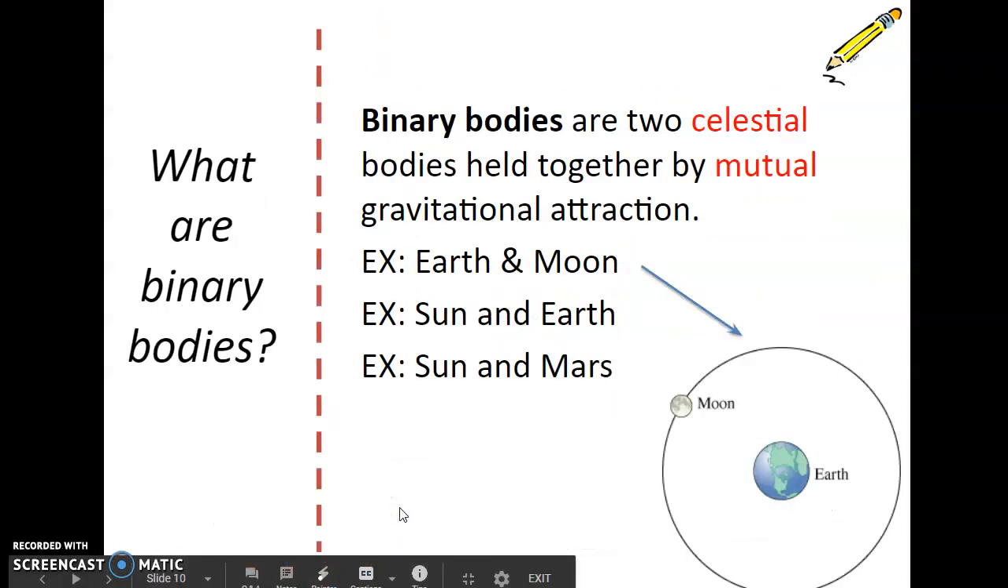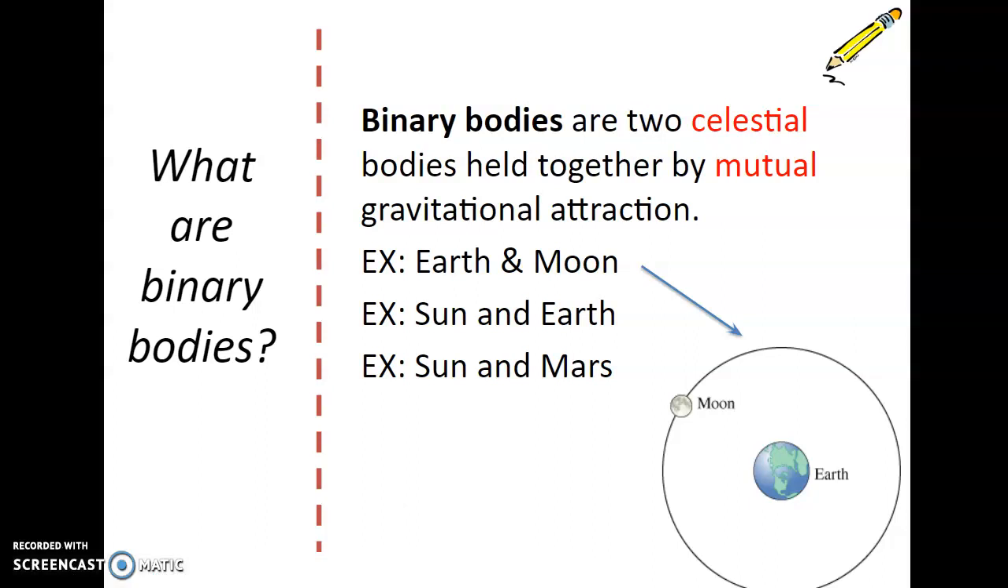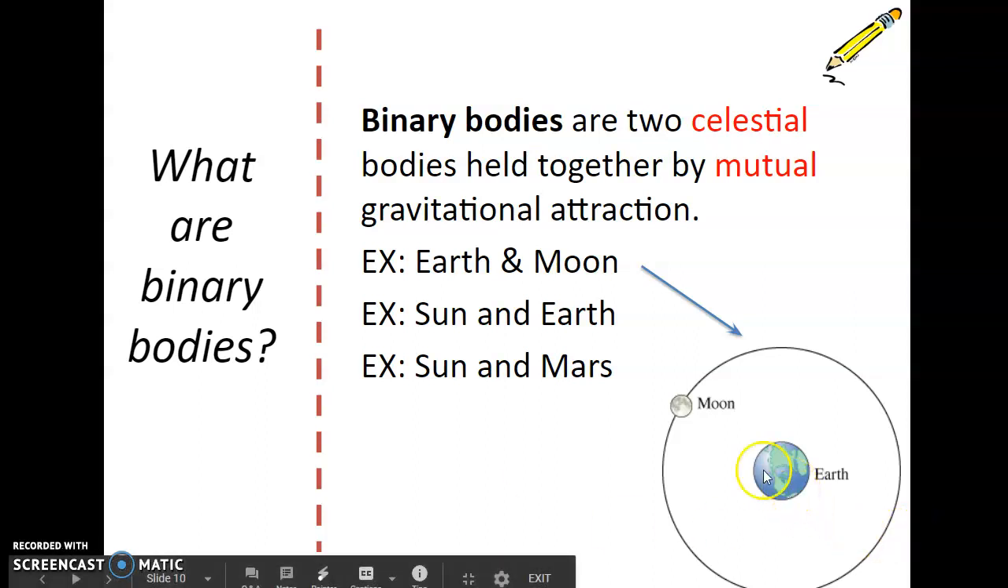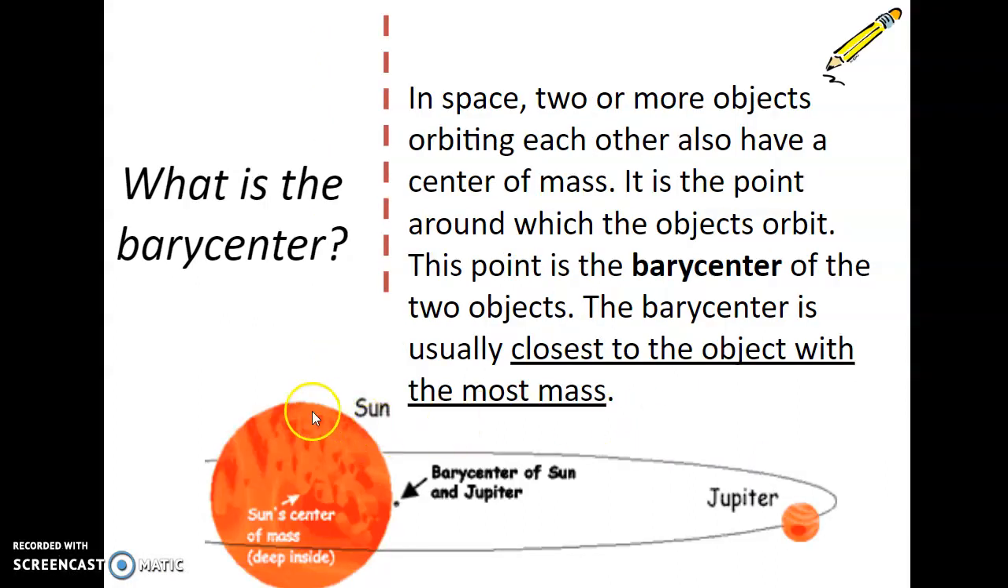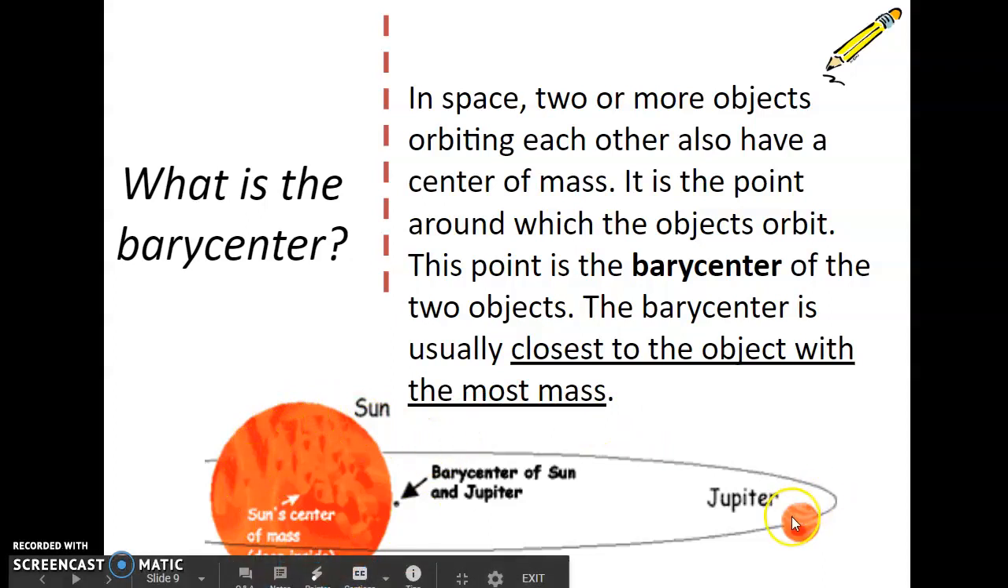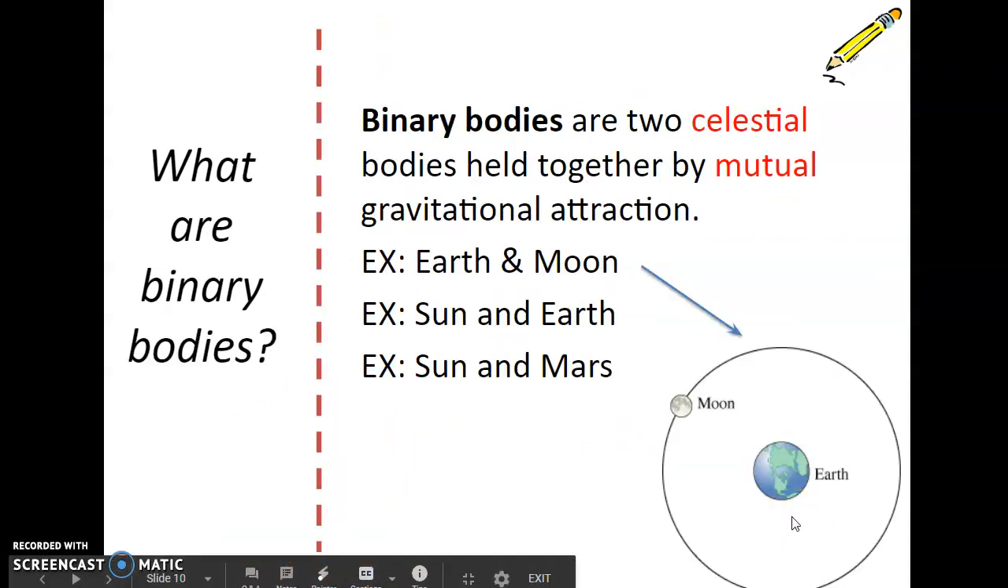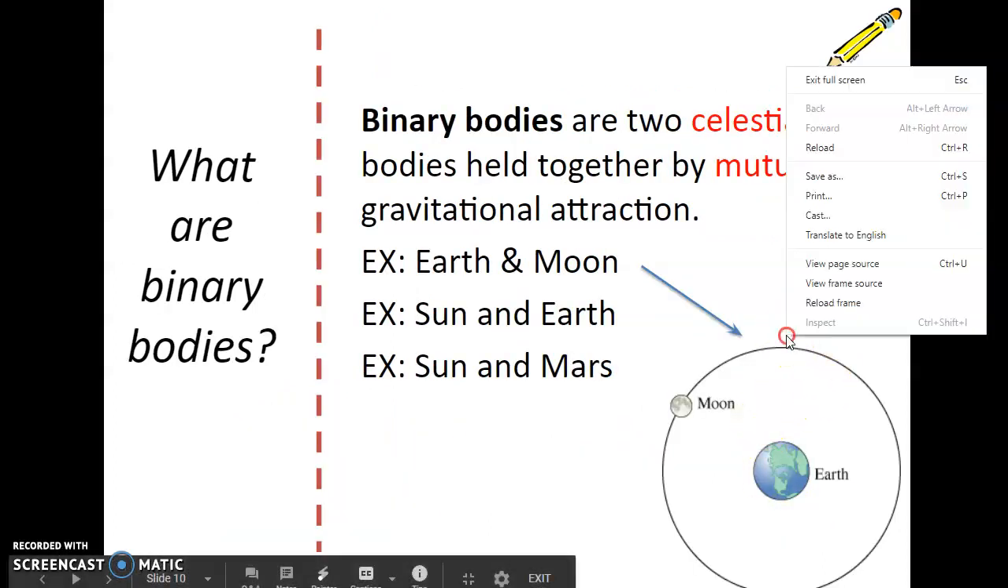So what are binary bodies? We just touched on this really quickly. Binary bodies are two celestial bodies held together by mutual attraction. So an example of this would be the Earth and the Moon, or the sun and Earth, or the sun and Mars, or even back in this example, the sun and Jupiter. So those are binary bodies.